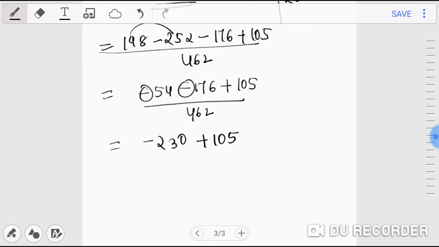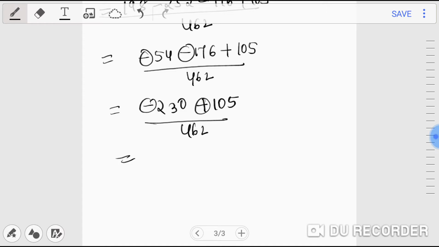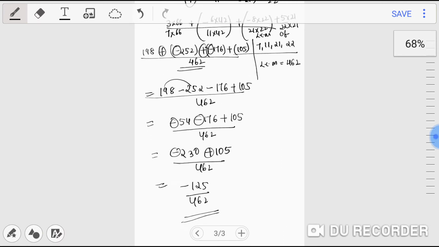As we all know, the answer will carry the sign of the larger number. Out of minus 54 and minus 176, minus 176 is the bigger number, so I'll take the larger number's sign here. Further, minus plus will make minus. So 230 minus 105 will make minus 125 upon 462. Yes, my dear kids, so this is your final answer. Clear? Note it down.